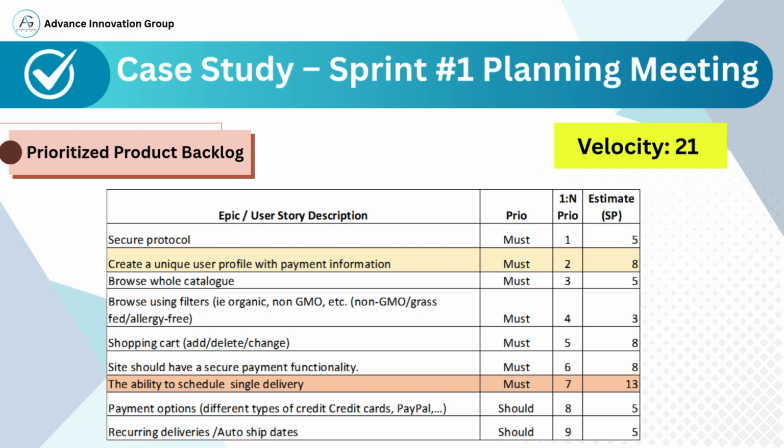From the top of the backlog, stories are selected in priority order until the story point limit is reached. For example, the first 5 stories are all must-haves and add up to 5 plus 8 plus 3 plus 3 plus 2 equals 21 SP. This selection fills the available velocity perfectly, making them ideal candidates for Sprint Number 1.